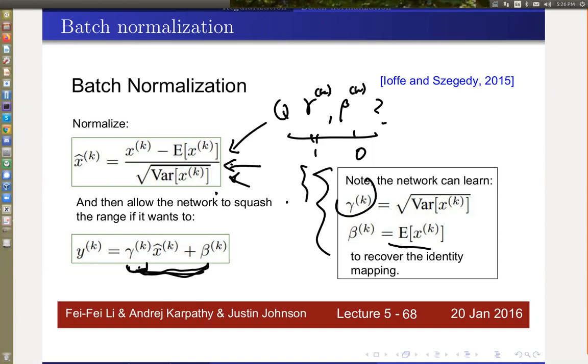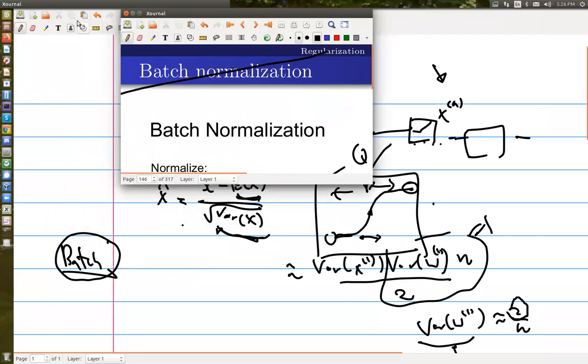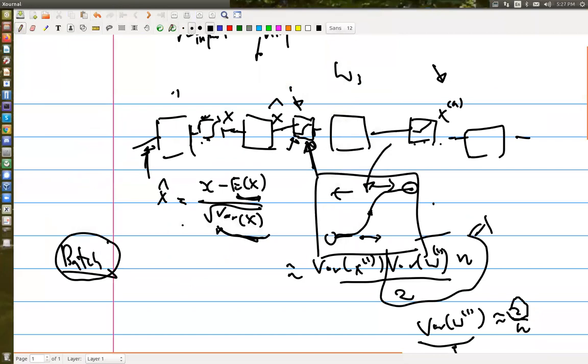And this is batch norm. Okay, maybe I just move this. Okay.